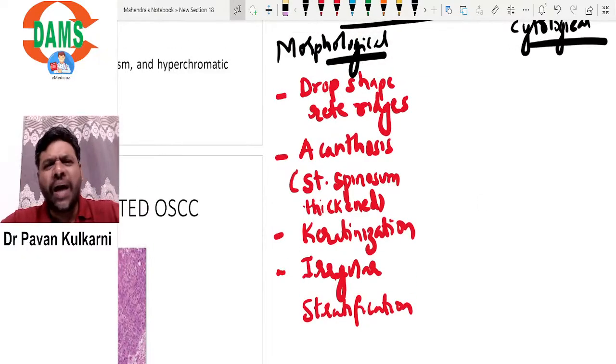Stratification. Normally, how will you see stratification? Stratum basal, spinosum, like that. That stratification itself is lost. That is a morphological feature of dysplasia or atypia.